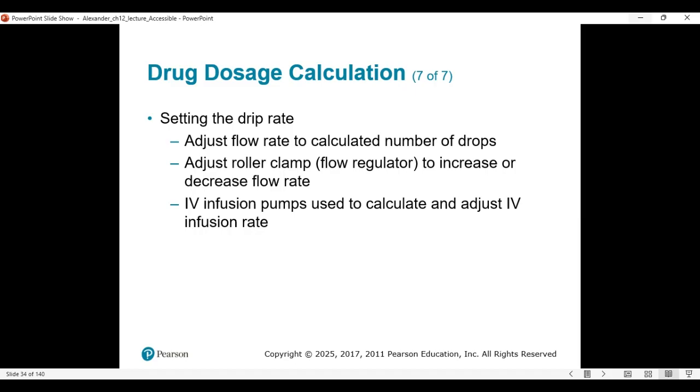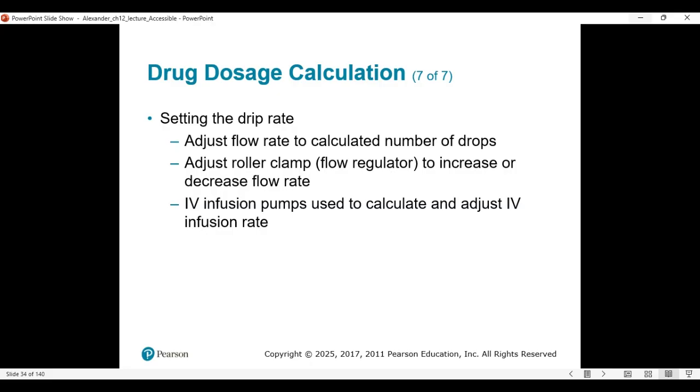Setting the drip rate, we're going to adjust the flow rate to calculate the number of drops. The best way to do this is to figure out how many drops we need in a minute, divide that by 4, and then time it for 15 seconds and see if we get that drip rate. So, for example, we'll just do something easy, 60 drops a minute, that means we're going to have 1 each second. So we divide it by 4 to get 15. So in 15 seconds, we should have 15 drops. And if we have to, we can adjust the roller clamp, which is going to regulate the flow, to increase or decrease it.